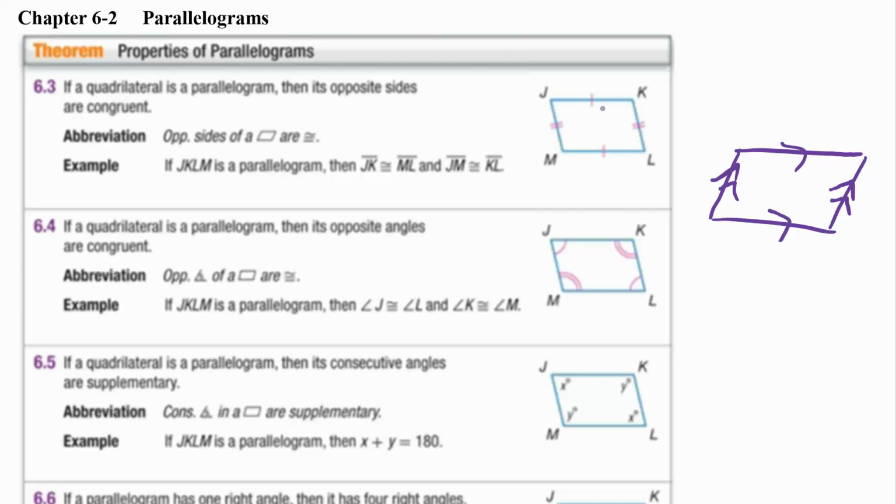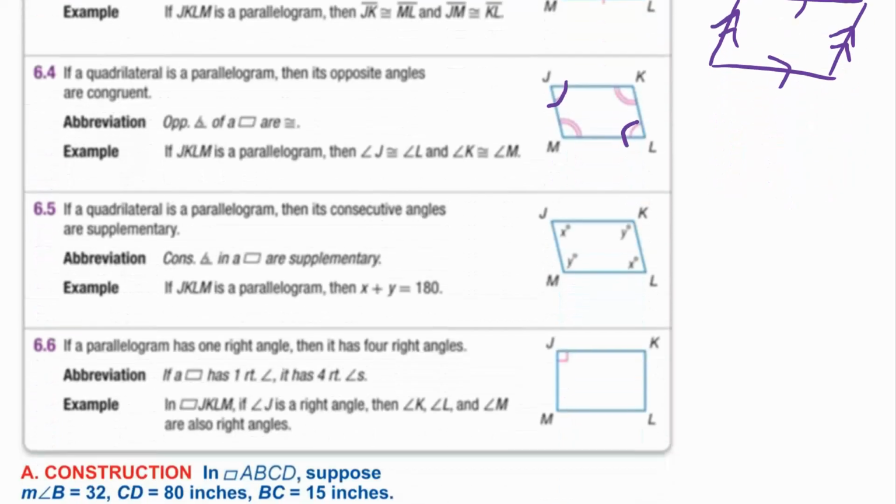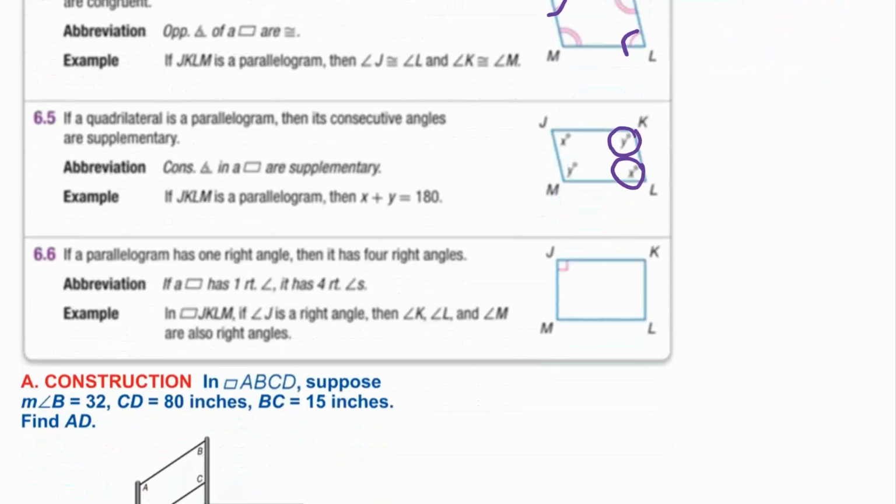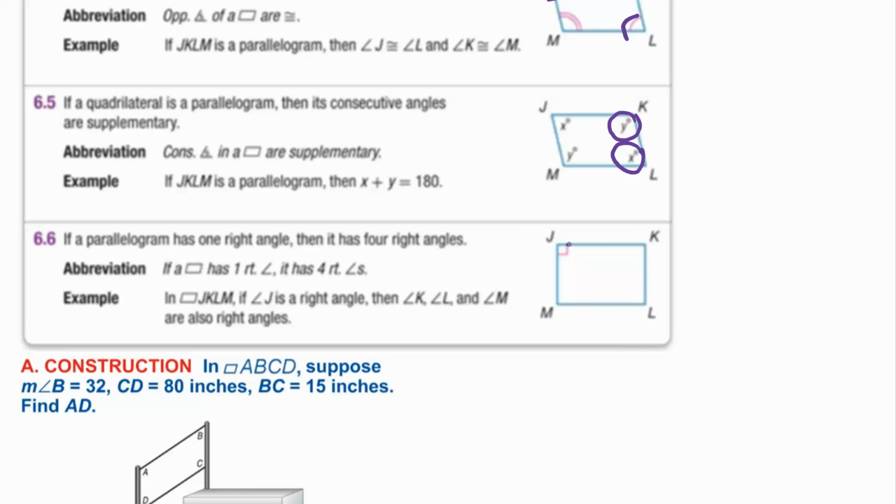We know that the opposite sides are congruent. We know that the opposite angles are congruent. We also know that since the sides are parallel, the consecutive angles, or the same side interior angles, are supplementary. And finally, we also know that if a parallelogram has one right angle, then all the angles are right.